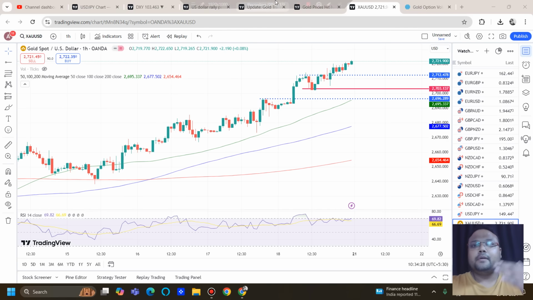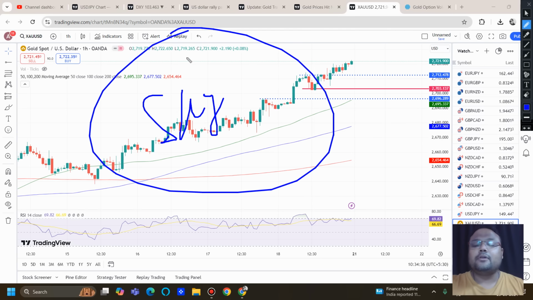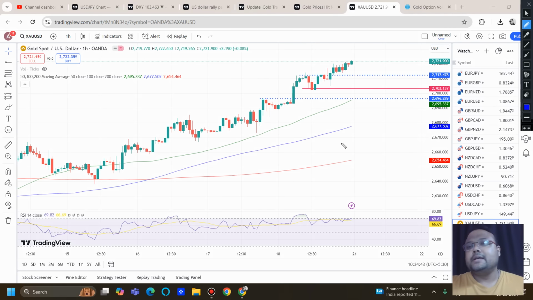So my dear friends, if you have any ongoing buy, you can continue with the buy position. No need to exit, because sky is the limit. Sky is the limit for gold right now. And if you're looking for a fresh position in the market, then obviously buy at retracement or buy at dip is the best trading strategy. Plain and simple.